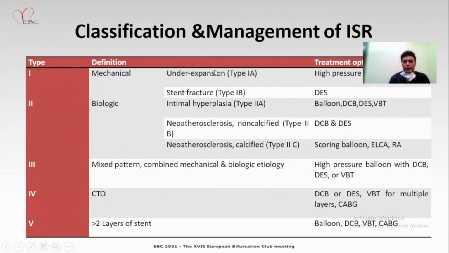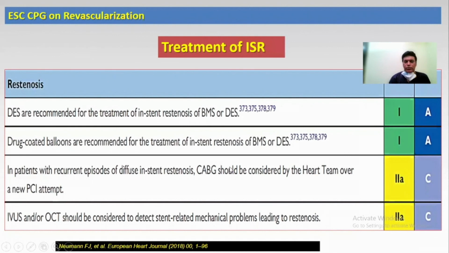If it is mechanical, due to under-expansion, a high pressure balloon or DCB can be used, or for stent fracture, neointimal hyperplasia, you can do DCB or DES or VBT. Neoatherosclerosis, you can treat with DCB or DES. Or if severe calcification is there, you can do plaque modification. So OCT throws light on the mechanism of the ISR and what kind of treatment you can choose.